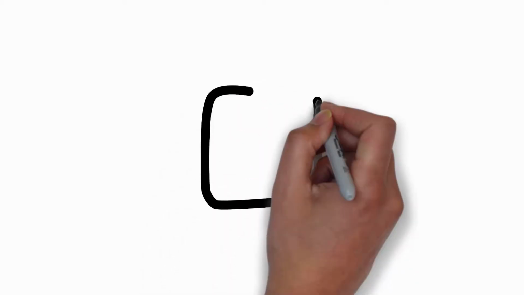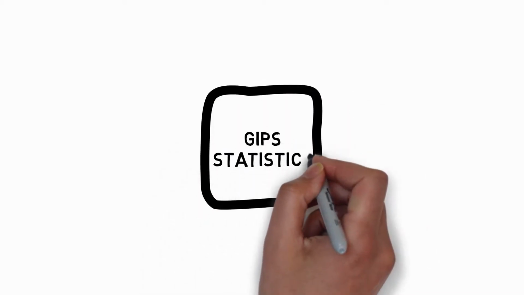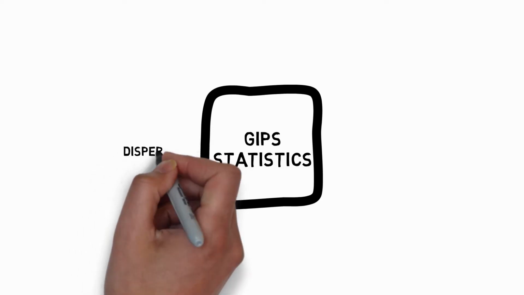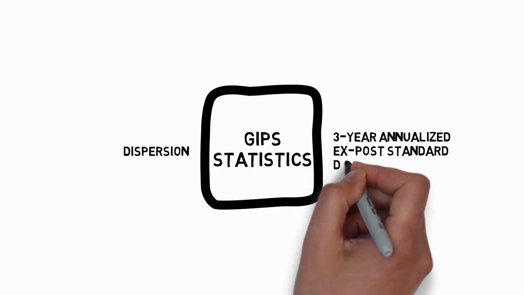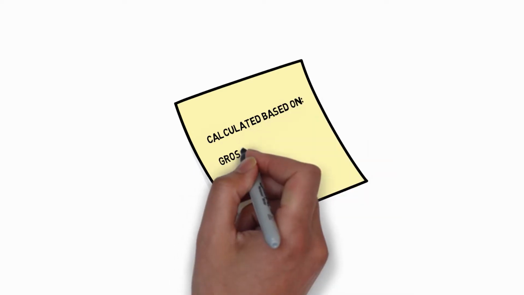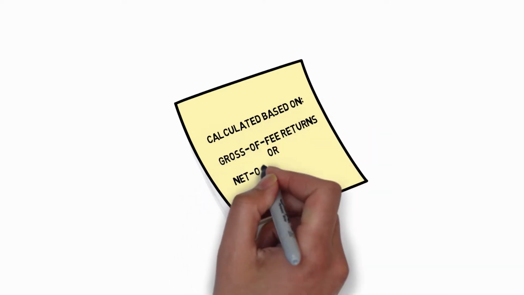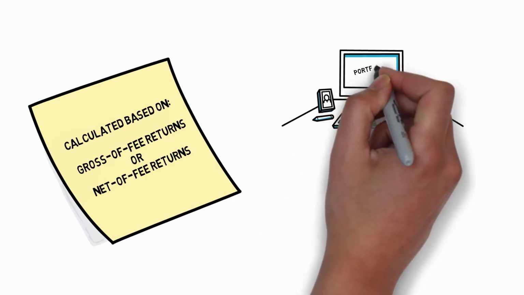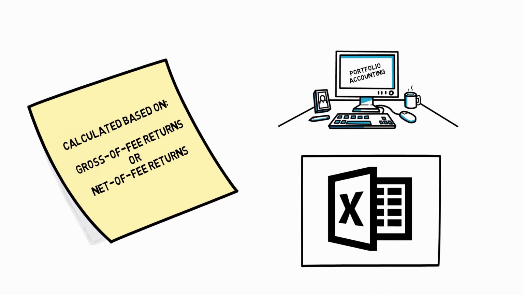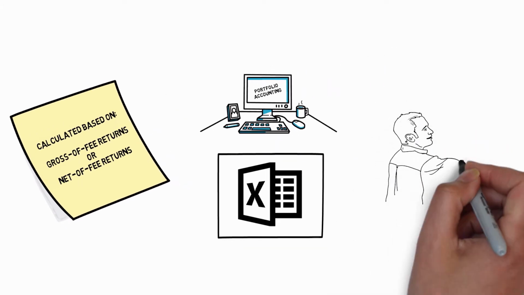This section should also include information regarding how the other required GIPS statistics are calculated, such as dispersion and 3-year annualized ex-post standard deviation. Here, it is important to note whether these statistics are calculated based on gross or net of fee returns. In addition, you'll need to state if they are calculated by your portfolio accounting system or an outside system such as Excel, and the specific standard deviation formula used to complete the calculation.